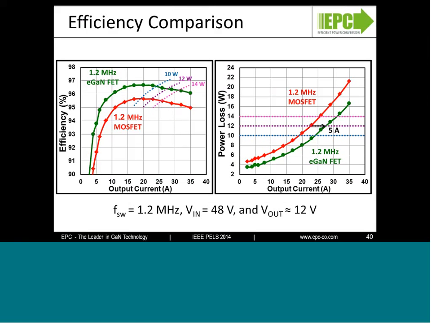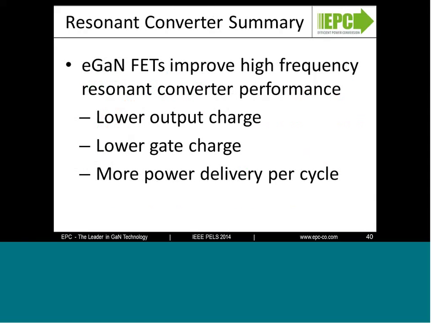So to summarize the advantages of GaN in resonant and soft switching converters, we can improve performance by minimizing two key parameters. We can lower the output charge and we can lower the gate charge. And that's going to give us more power delivery per cycle, and that's going to give us higher efficiency and lower conduction losses.